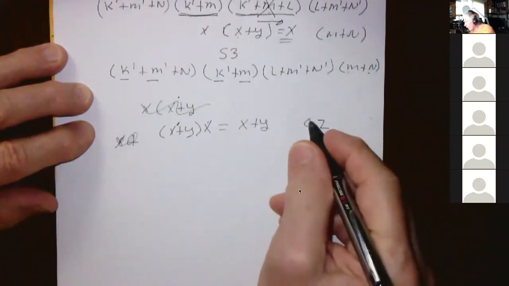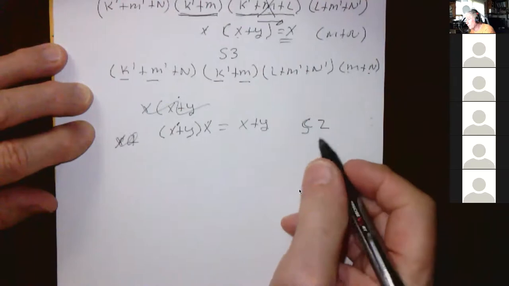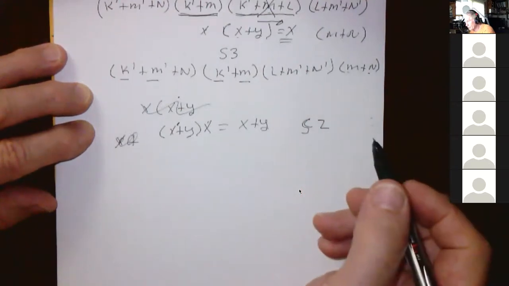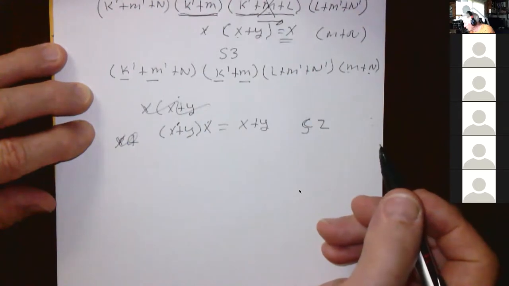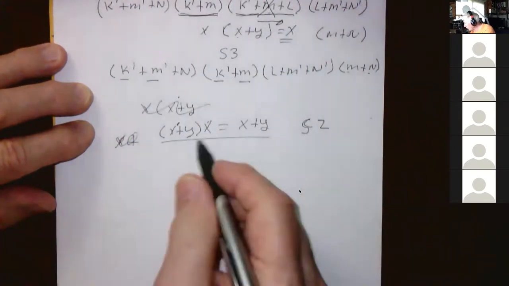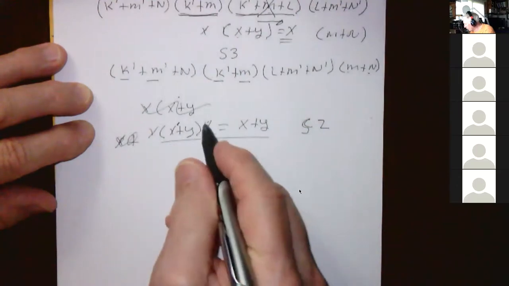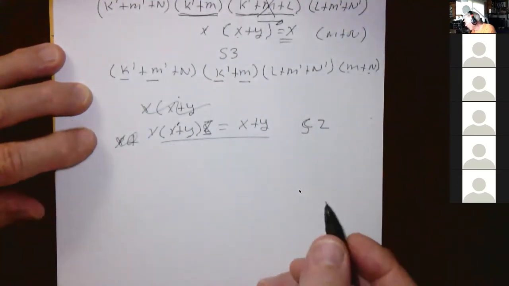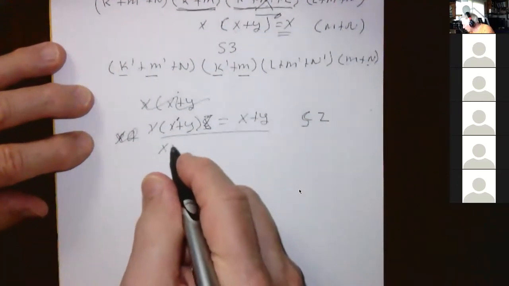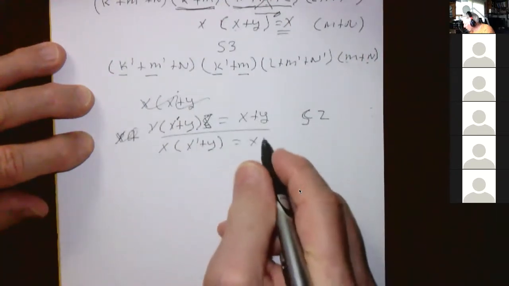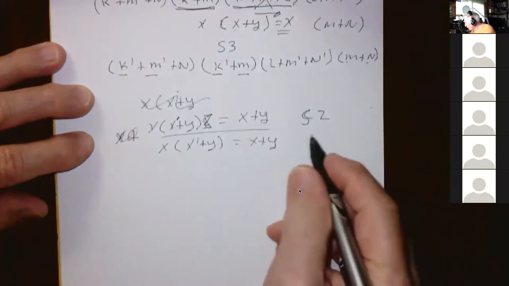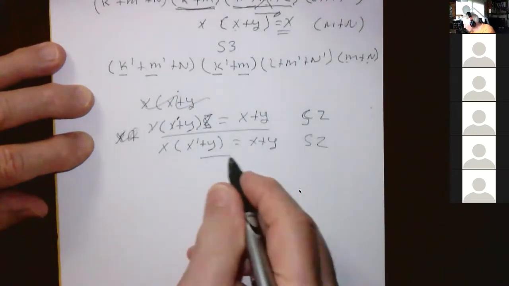I'm sorry. S2, the simplification. S2 is X plus X prime Y equals X plus Y. I just wrote the X over here. You can put it there if you want. Same thing: X times X prime plus Y equals X plus Y. That's S2, and we're applying it in this direction.